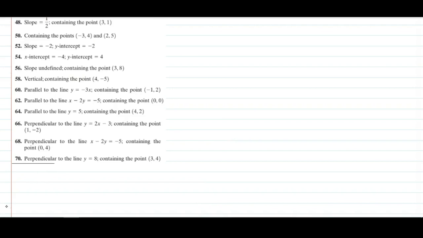All right, now we're going to try number 66. Number 66 says that your line is perpendicular to y equals 2x minus 3. All right, your line is perpendicular to it. And furthermore, that your line is going through the point 1 comma negative 2. So I think with all these examples so far, you're like, okay, I got the point, right?